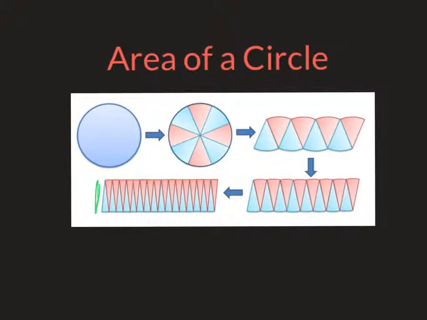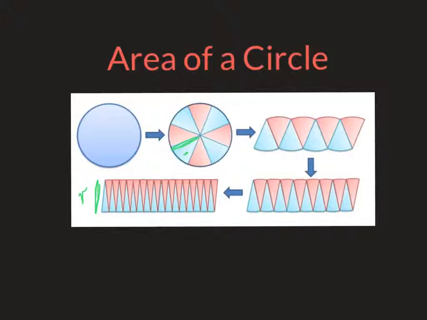The width here, you can see, is the radius of the circle. Yes, this part up here at the moment is slightly bigger, but this one corresponds to the radius. Let's label that R for the radius.